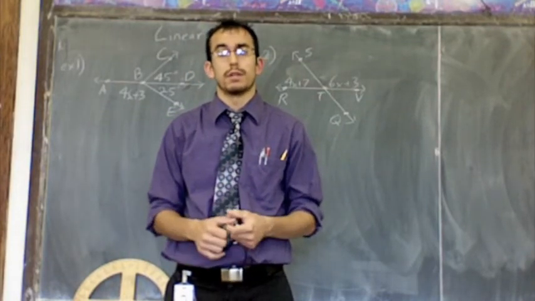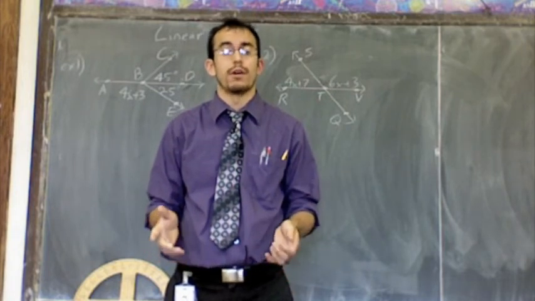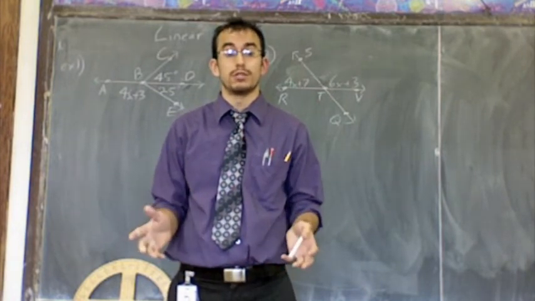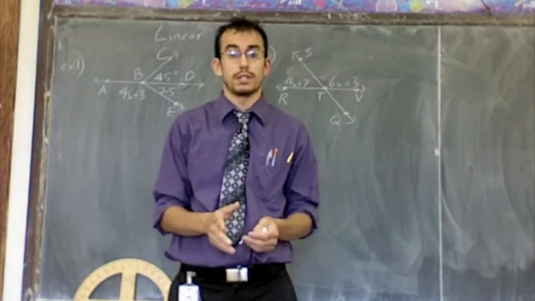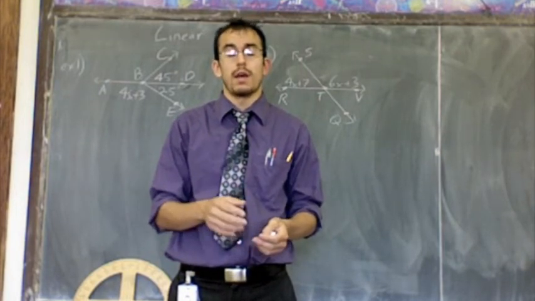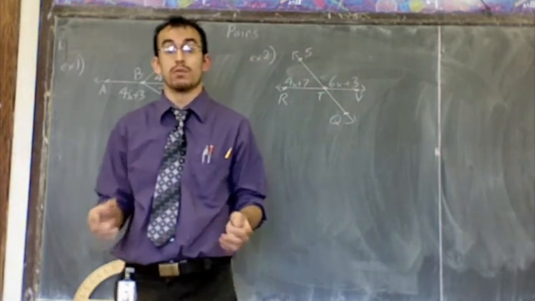In class we talked about linear pairs and what they are: just two angles that are adjacent to each other that are supplementary. They have to be two angles stuck together at one ray that add up to 180. They have to form a straight line together.